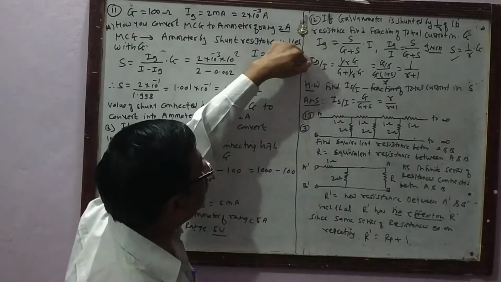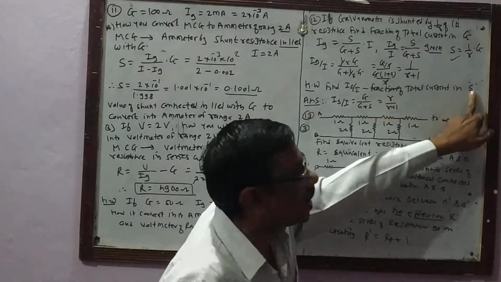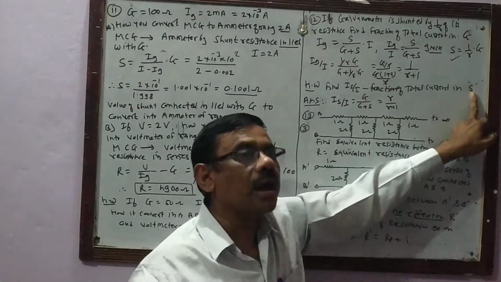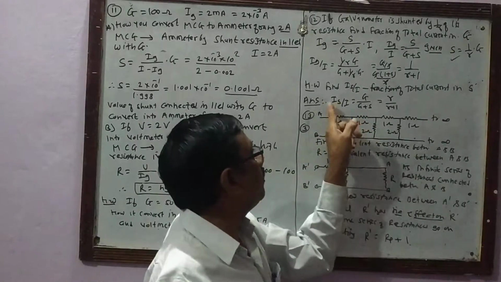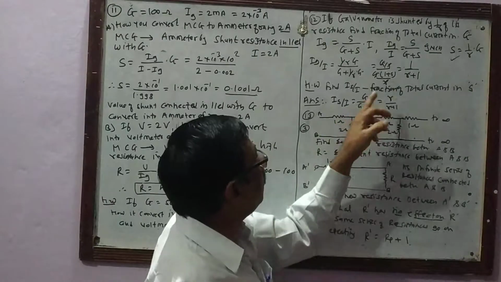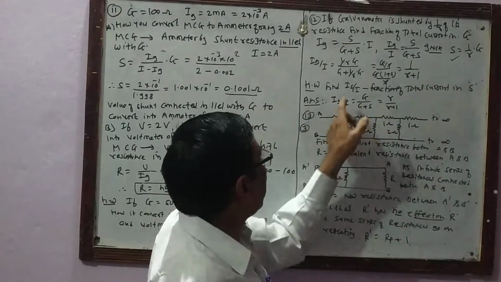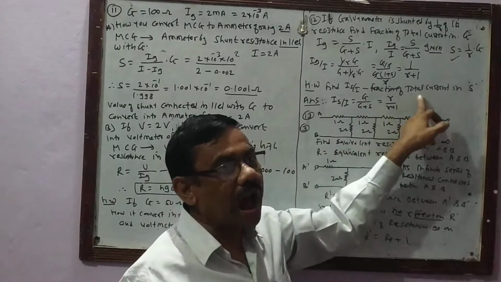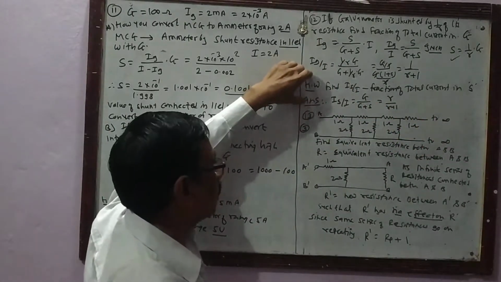And here the homework is to find the fraction of current flowing through the shunt resistance S. That is, we have to calculate Is upon I. Is upon I is equal to what? It is G upon G plus S. By putting the value of S is 1 upon R into G in this equation and simplifying, we get the answer R upon R plus 1. This is the question for your homework.